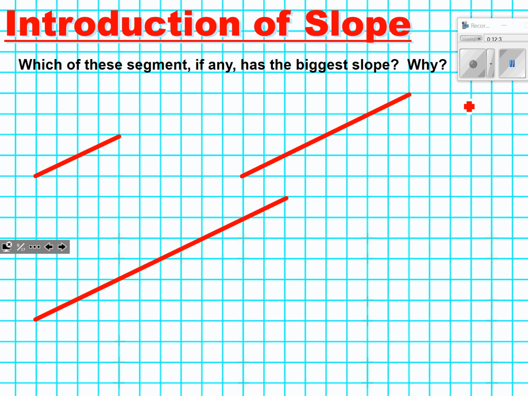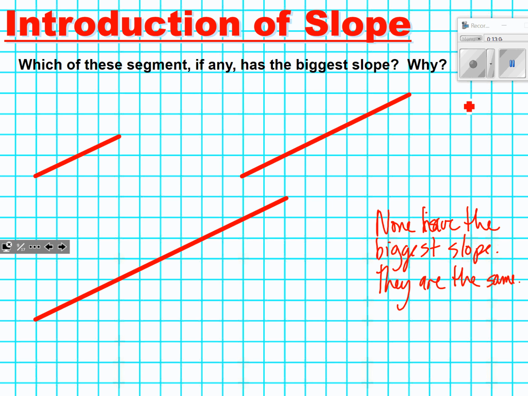So I'm going to say none. None have the biggest slope. I'm going to write this. They are the same. How did I figure that out?